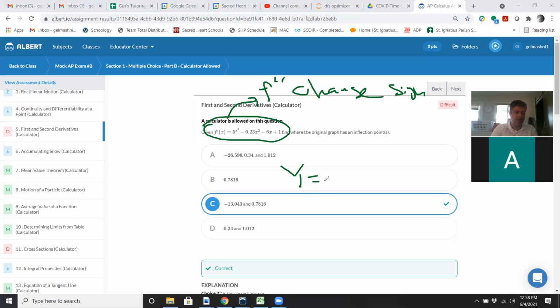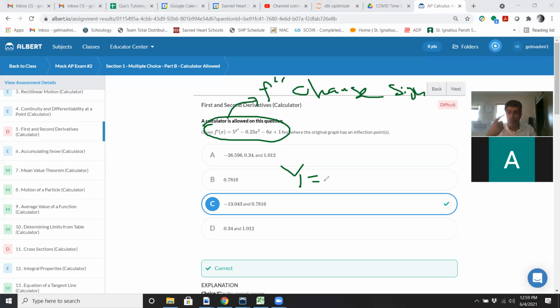So if I go to y equals, and then under y1, the function is 5 raised to, gosh, it's hard to read, x cubed minus 0.23 x squared. Oh, okay, let's try that again. I messed it up. That's 5 raised to the x cubed minus 0.23 x squared. Try it again. All right, minus 6x plus 1.